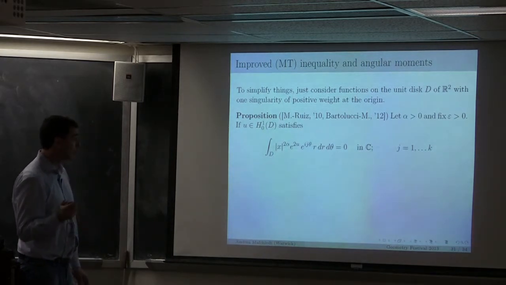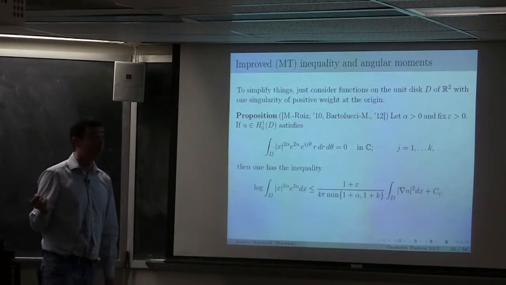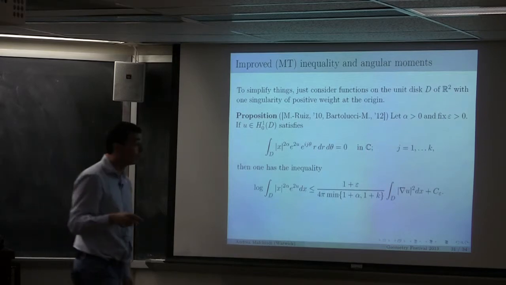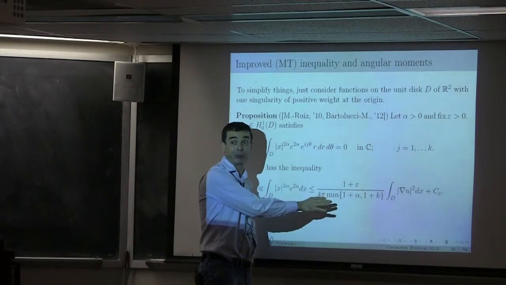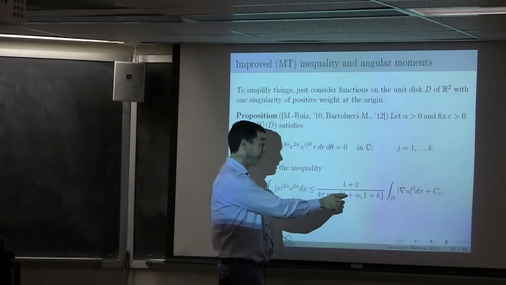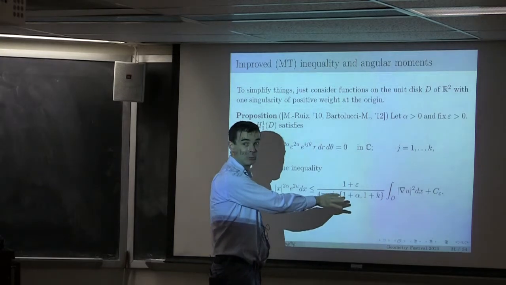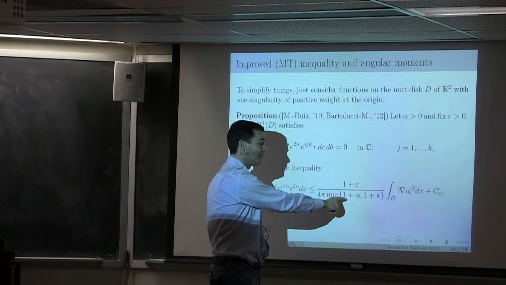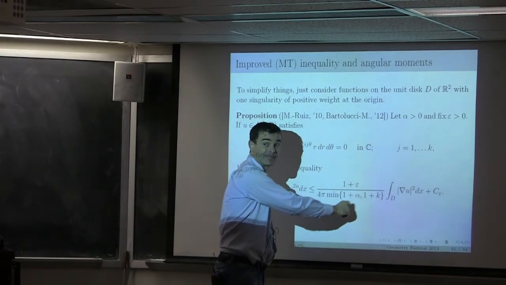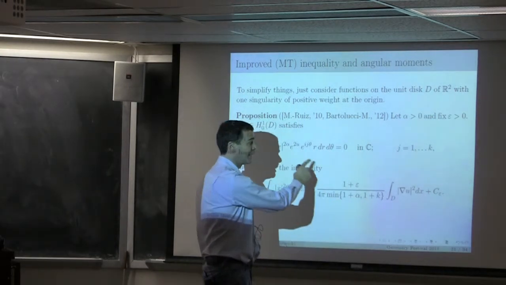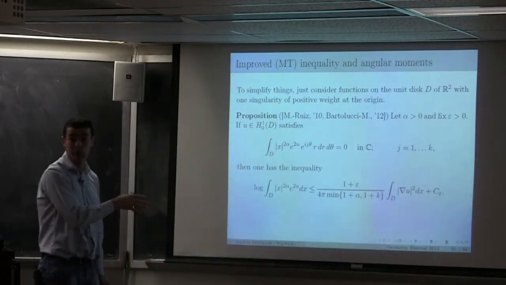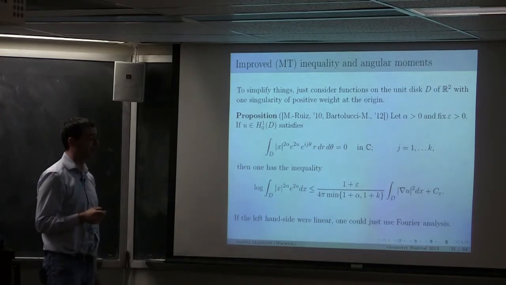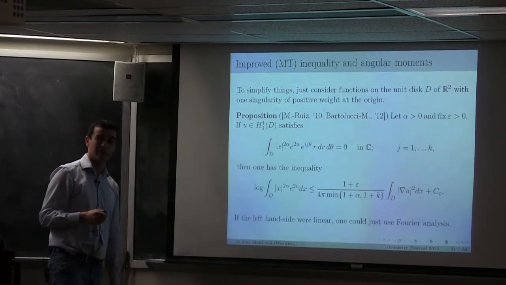Then you can actually improve the constant from Chen and Li's, which is 1 over 4π, to almost the American football one. So you can get very close actually to 4π(1+α). Precisely, you get 1 over 4π times the minimum between 1+α and 1+k. So for k large enough, you get in fact the American football constant. So you can think of this as a sort of non-linear Fourier improvement.